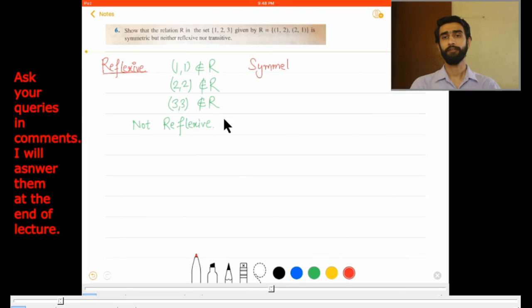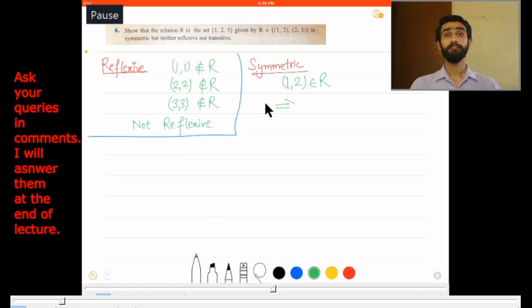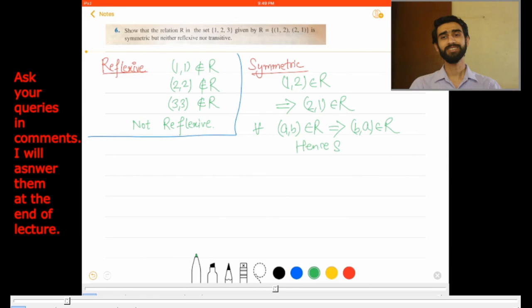Now let's check whether the relation is symmetric. We know the condition for that. If (a, b) is in the relation, then (b, a) must also be in the relation. You will see that (1, 2) is in the relation, and (2, 1) is also in this relation. So for all (a, b), there exists (b, a) in the relation. Hence we can say that this relation R is symmetric. I hope it is clear.